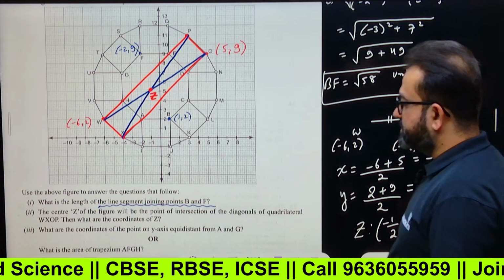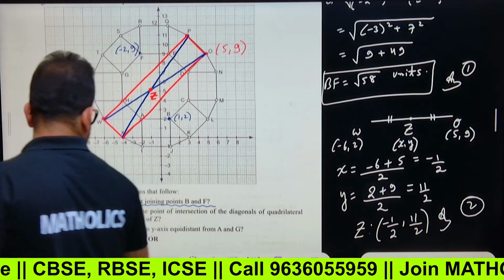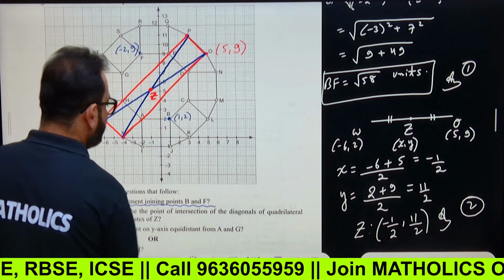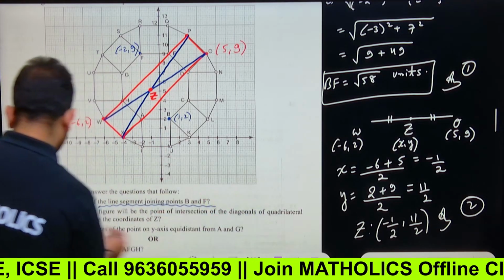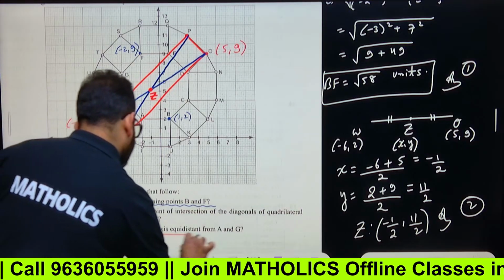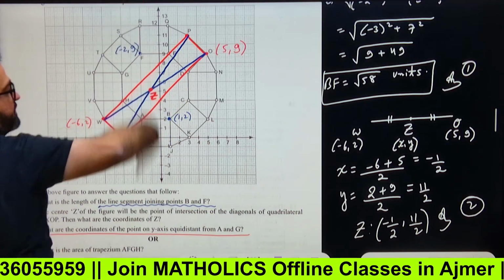This was the second part, right? What are the coordinates of the point on the y-axis equidistant from A and G? That means this is the y-axis.